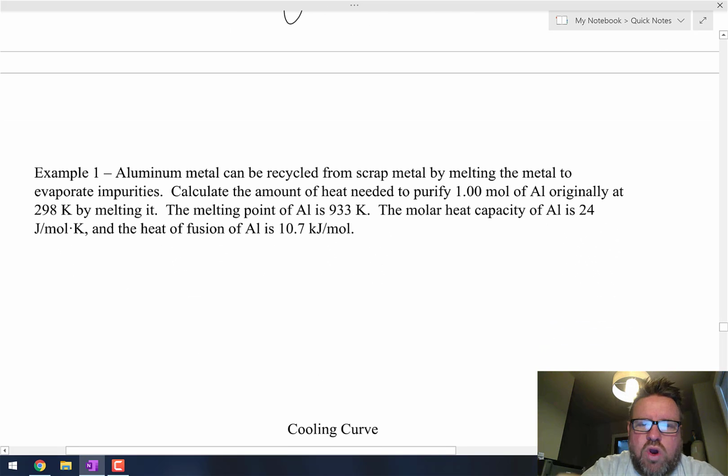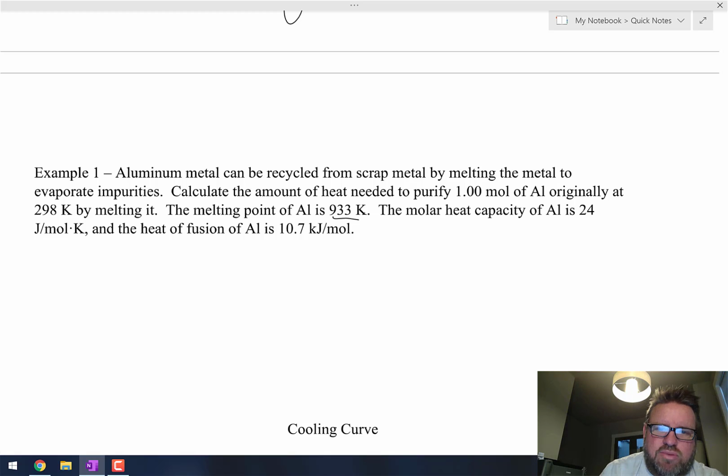So we're going to purify a mole of aluminum at 298. The melting point is 933. And then it says the molar heat capacity is 24. The heat of fusion is 10.7.